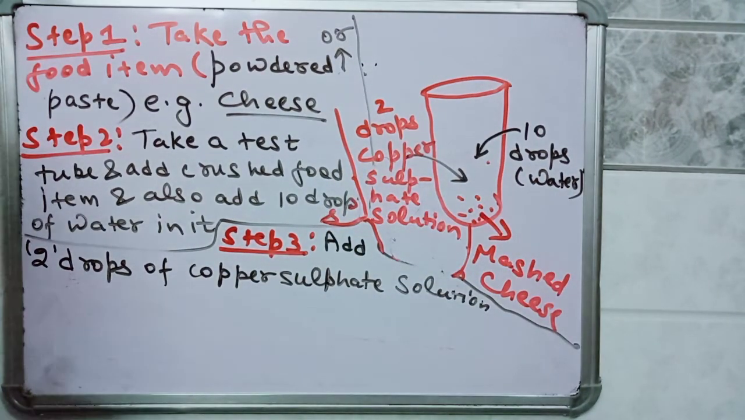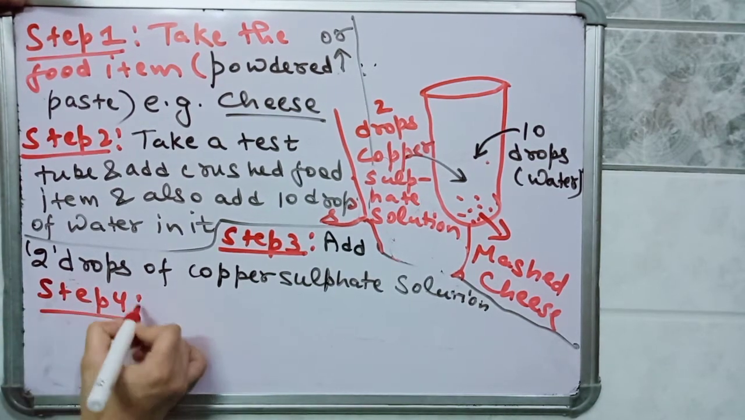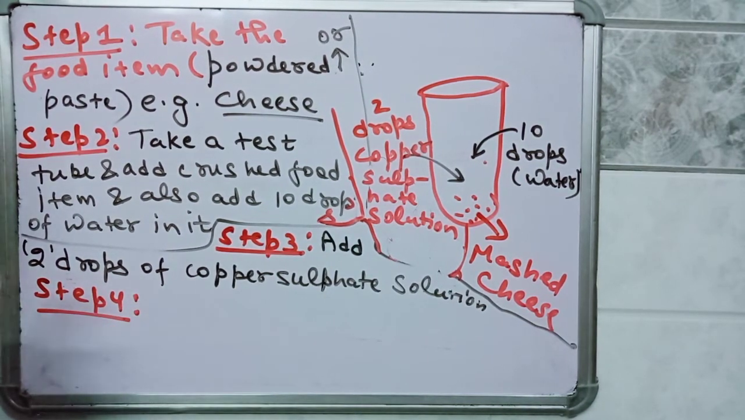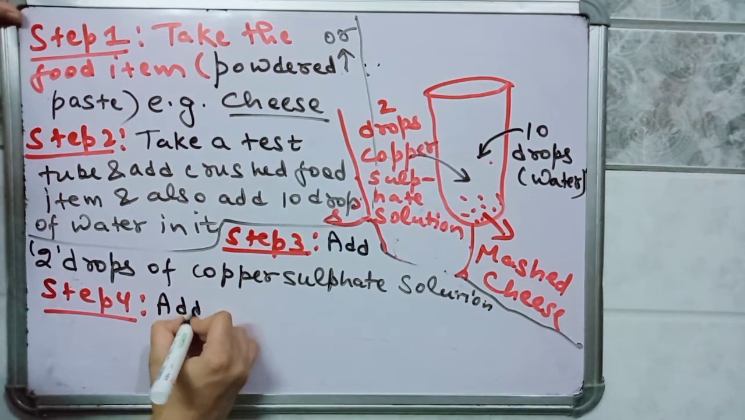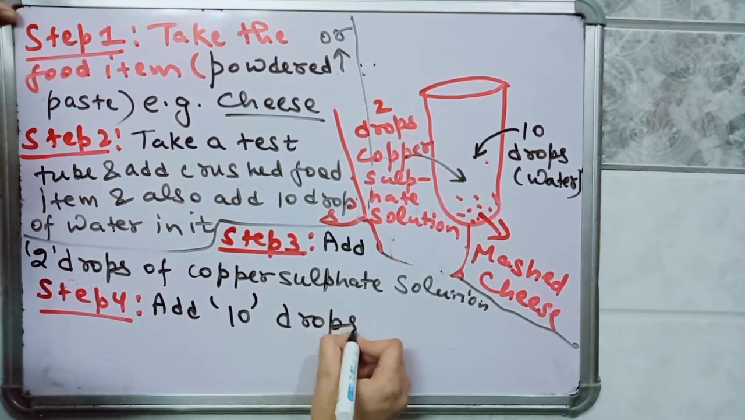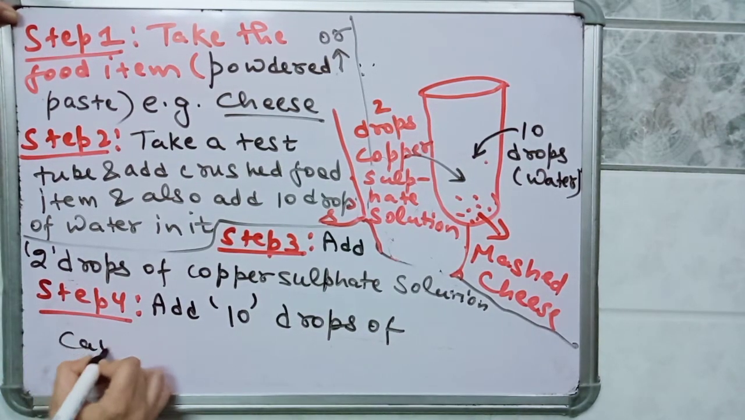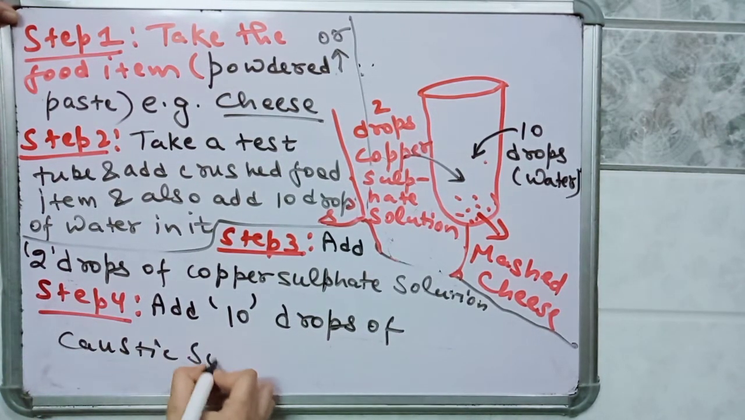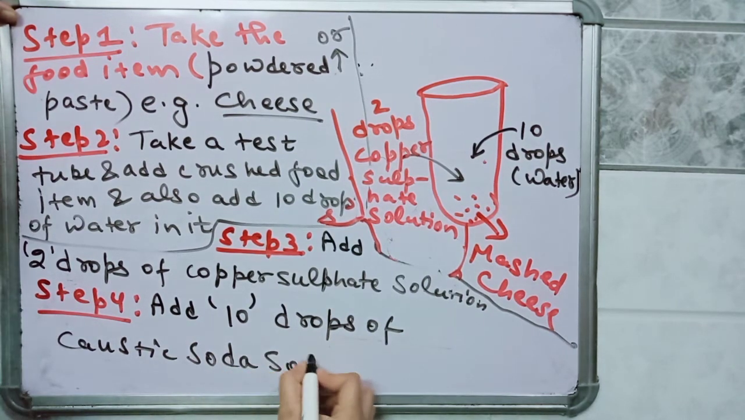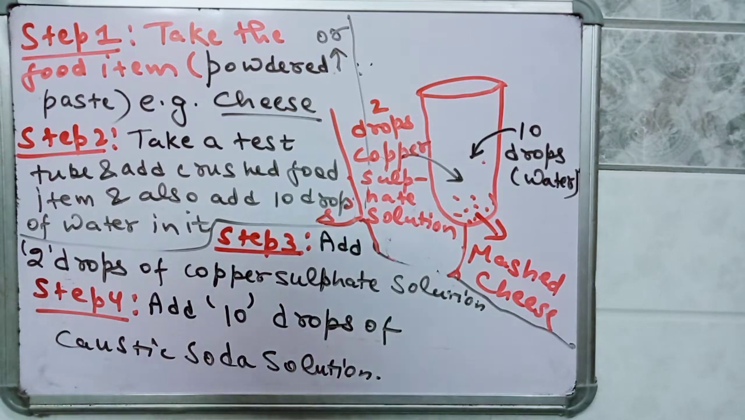In the next step, step number 4, you will add 10 drops of solution of caustic soda, or caustic soda solution. We have discussed how to prepare the solution of caustic soda earlier.